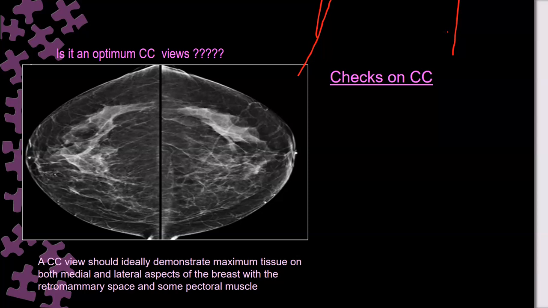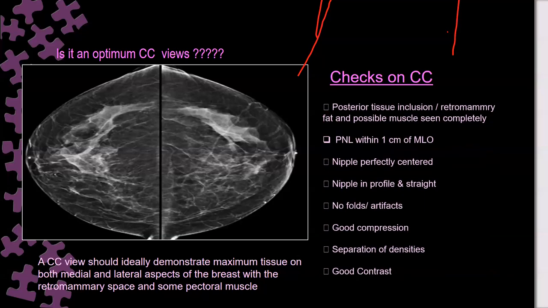In this case, I see the pectoralis. On both sides, you can see the pectoralis, more on the left, but on the right I can also see it. Is there optimum inclusion of the posterior breast or not? The retromammary fat. You can see the end of the parenchyma and you can see the retromammary fat.